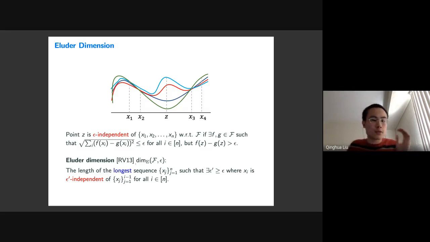We can view this eluder dimension as some generalization of the traditional Euclidean dimension. So it's some generalization from linear to nonlinear, and from exact dimension to approximate dimension, because we can tolerate an epsilon here.